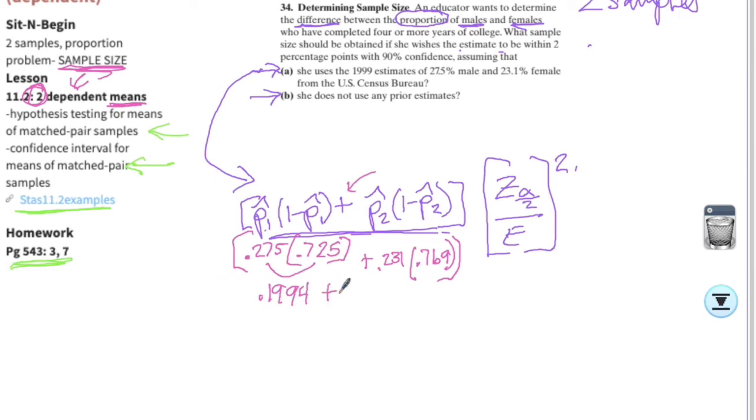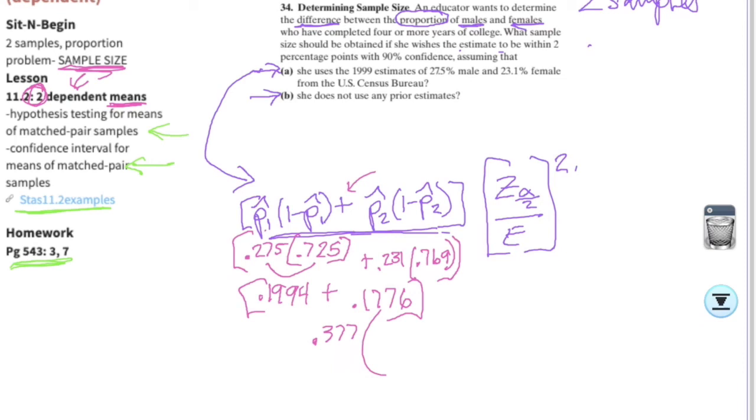And then I'm going to take 0.231 and times it by 0.769. And I get 0.17763, or just 6. And if I add those two together, 0.1776 plus 0.1994, I end up with 0.377. And I'm going to times that now by whatever I get going on over here.